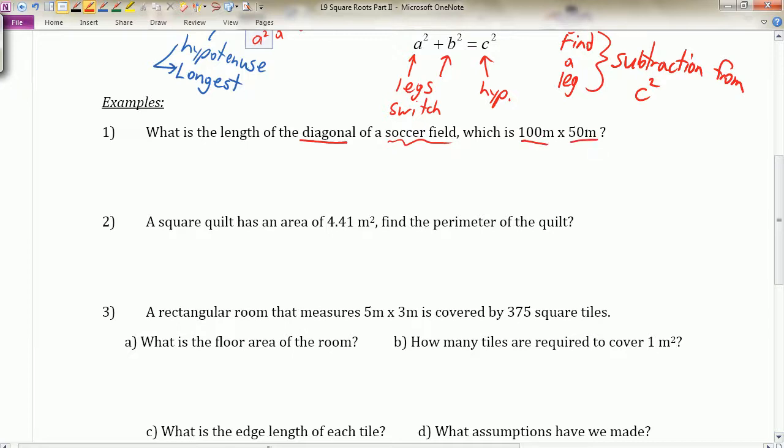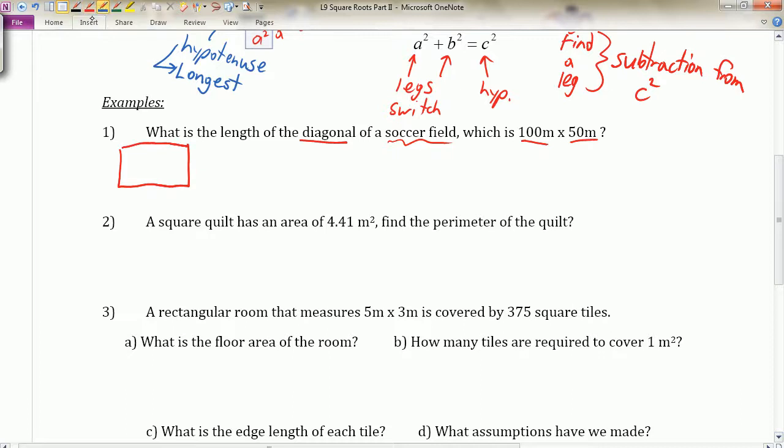So what kind of shape do we have? Soccer field, 100 by 50. Rectangle. So please draw that. Drawing diagrams will help you with your problem solving.